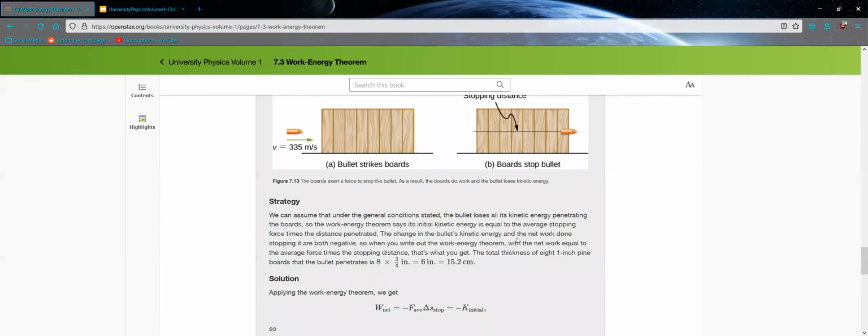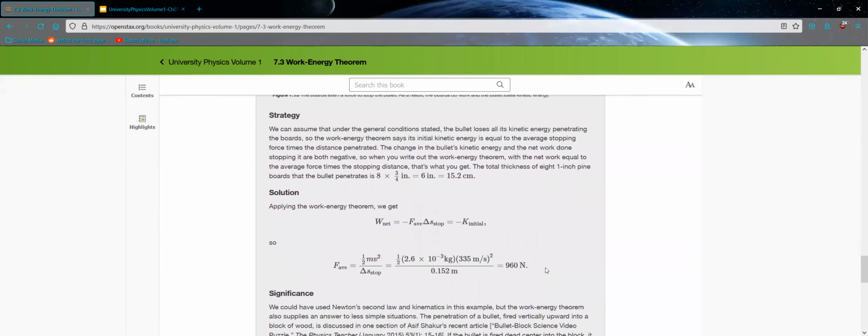The change in the bullet's kinetic energy and the net work done stopping it are both negative. So when you write the work energy theorem, the net work equals the average force times the distance of the stopping bullet. Let's see what you get. So convert over to SI units, right? You have 8 3/4-inch boards, which is about 15.2 centimeters. So dr is 15.2 centimeters. And we know that for net work, since the thing stopped, both answers are negative. So we cancel out the negatives. It's just a little quirk of physics, and solve what we need.